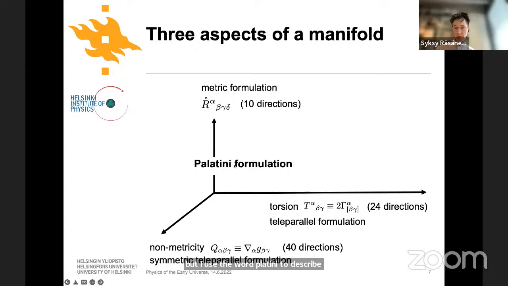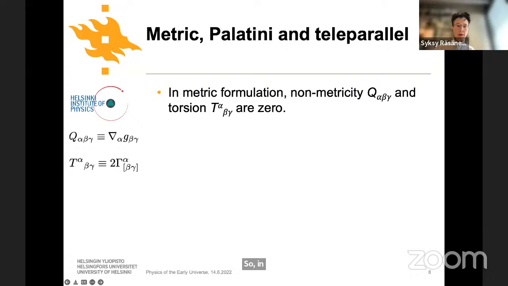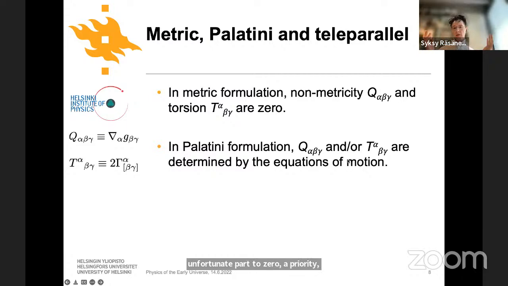In the metric formulation, the non-metricity and torsion are put to zero a priori. And in the Palatini formulation, instead, you let everything be determined by the equations of motion, or maybe you put a constraint on Q, maybe put a constraint on T. In principle, you can also put a constraint on a combination of them, or on a combination of them and the curvature.